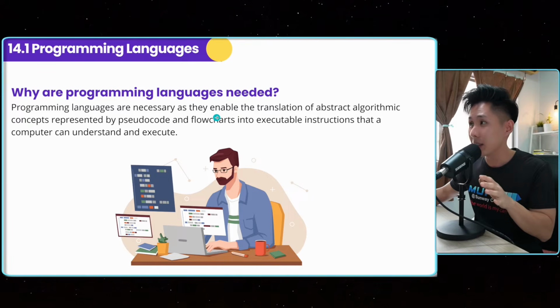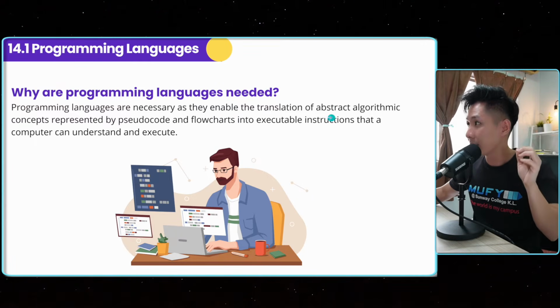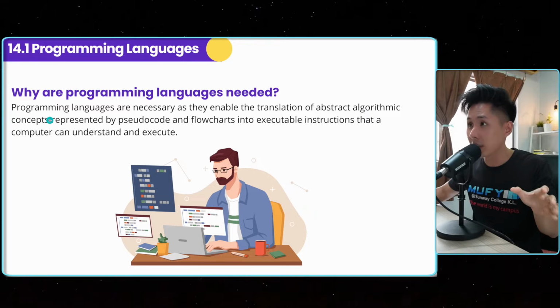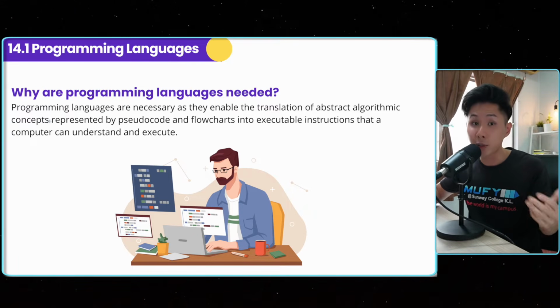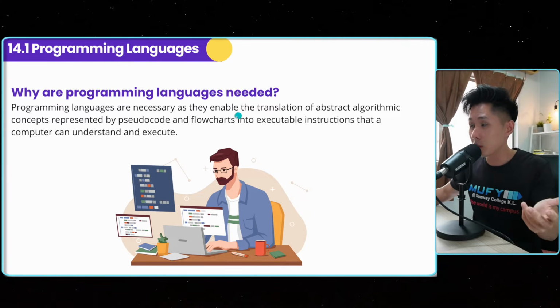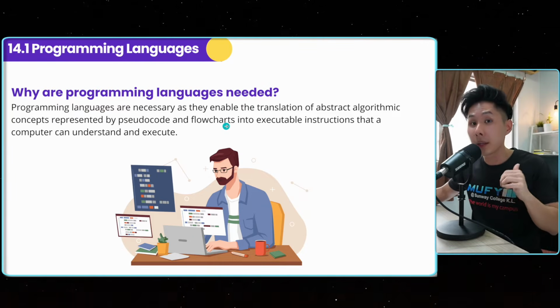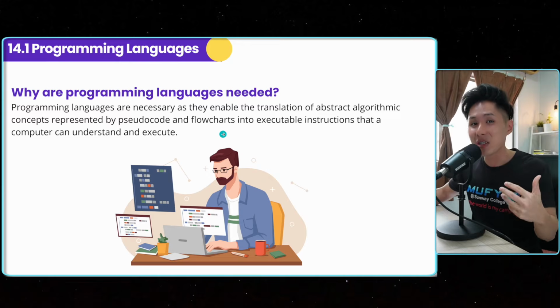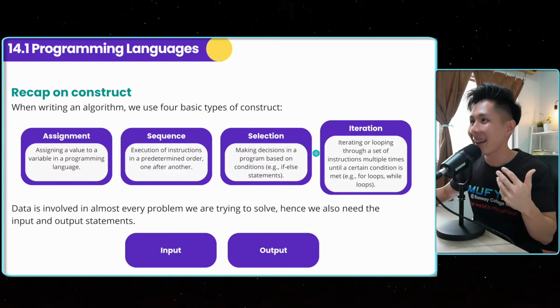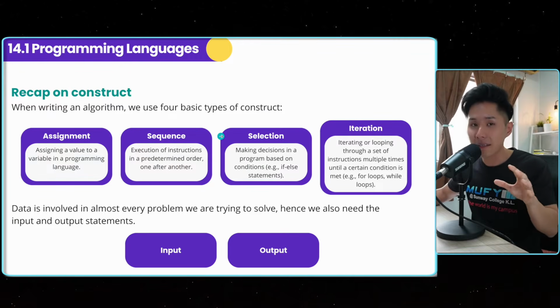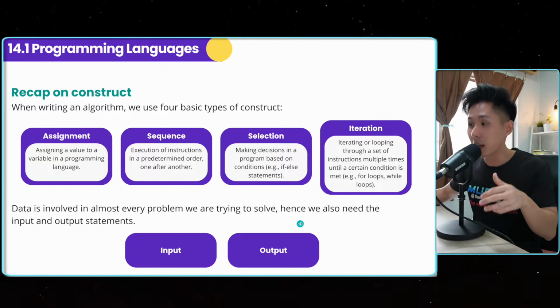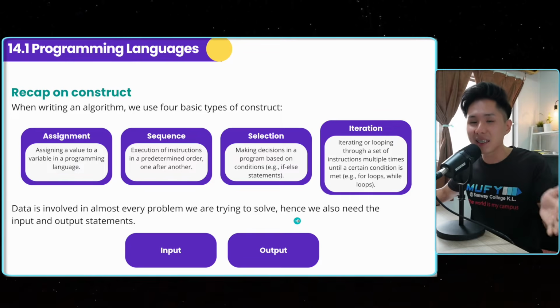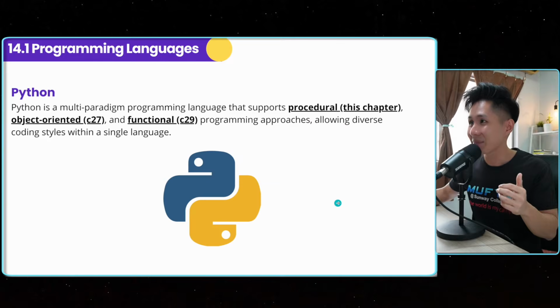They are necessary because they enable the translation of abstract algorithmic concepts. So in the previous two chapters, we already learned how to formulate a solution using pseudocode and flowchart. And now it's time to put it into a computer and let the machine execute it. And these are some of the constructs that we learned in the previous video: assignment, sequence, selection, iteration, input and output. We're going to learn how to apply these constructs in Python.